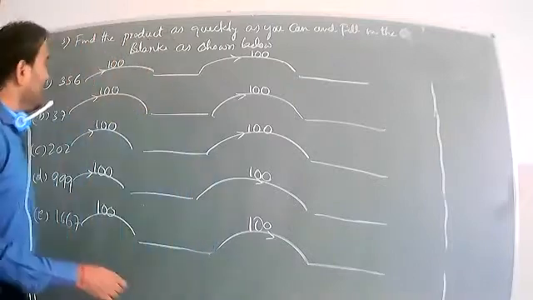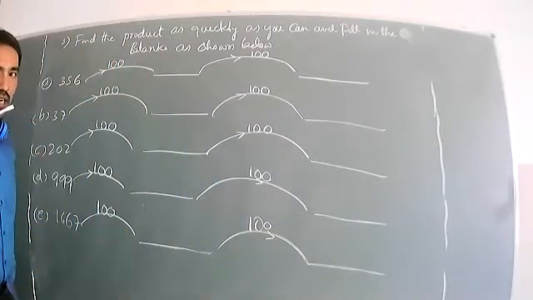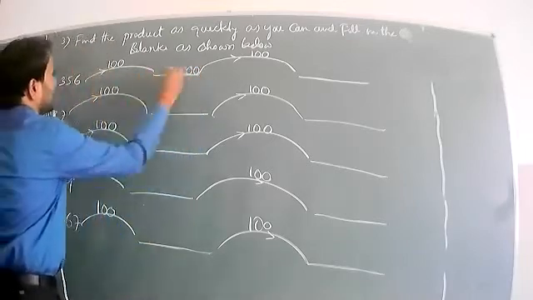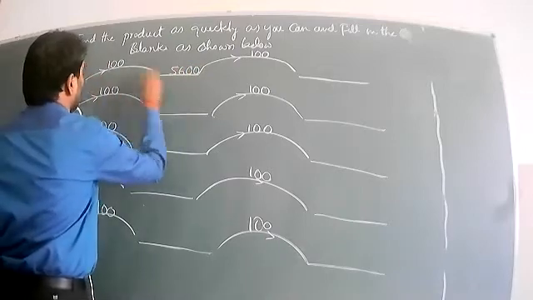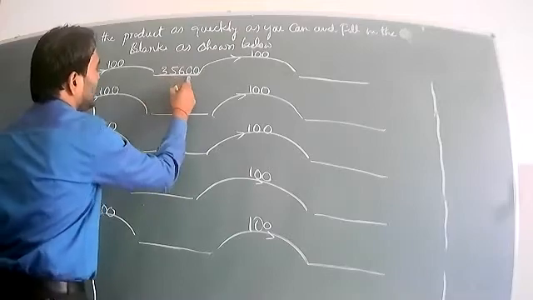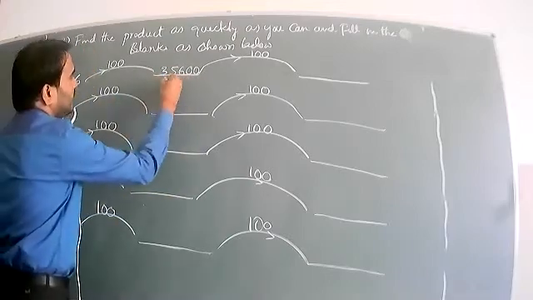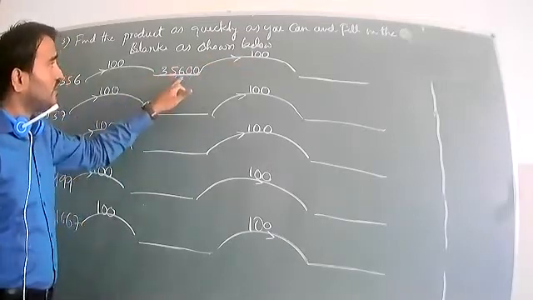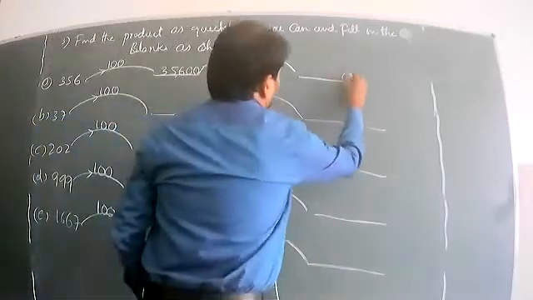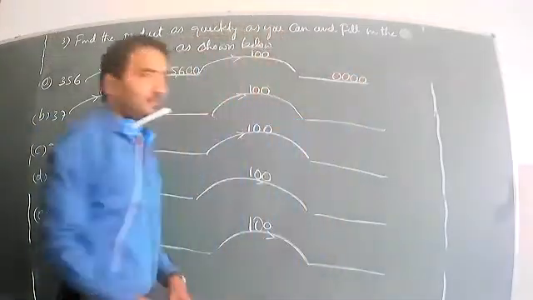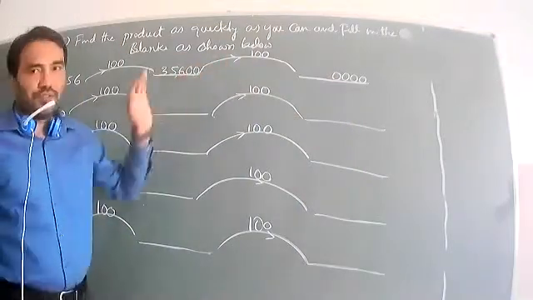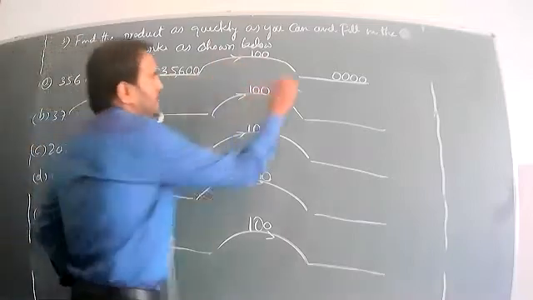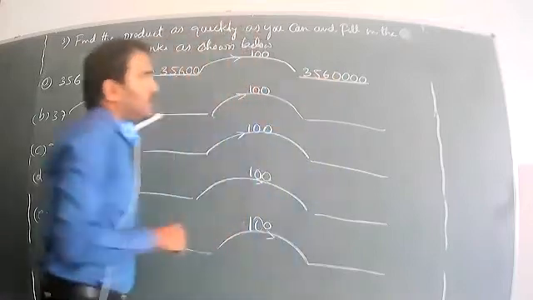Now 356 into 100. First, how many zeros are there? First we have to put them. Next multiply: 1 6 the 6, 1 5 the 5, 1 3 the 3. So 356 into 100 gives 35,600. Then multiply again by 100 using this number. How many zeros are there? 1 2 3 4. First we have to put 1 2 3 4. Then again adding two zeros. One time two zeros, again two zeros we have to add, and the remaining number is the same. That is the easy method.